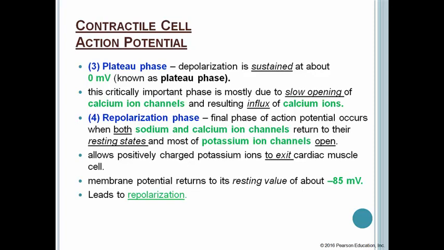Then of course the fourth phase, we have full repolarization, which is the final step of action potentials. We know that both the sodium and the calcium channels are now going back to their resting state, and the potassium ion channels are fully open by this time. So this change in the sarcolemma, closing the sodium and the calcium channels at once and leaving the potassium ion channels open, allows the potassium to exit out of the cardiac muscle cell. That allows the membrane potential to go back to a resting potential of about -85 millivolts, and this leads to widespread repolarization within that area where the potassium ion channels are located.